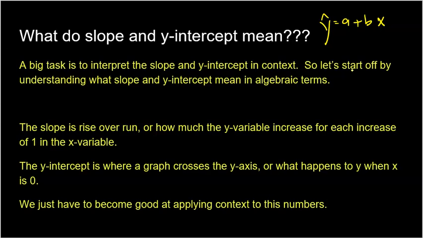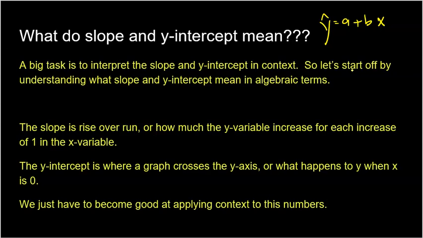So let's first remember what slope and y-intercept mean in algebra. The slope is rise over run. It tells us how much the y variable increases for each increase of 1 in the x variable. So basically it tells us how much our line goes up and over or down and over. Could also decrease.